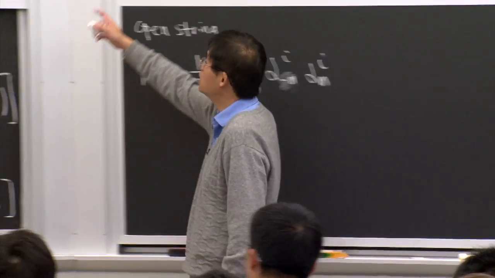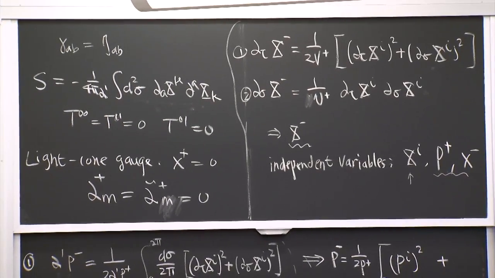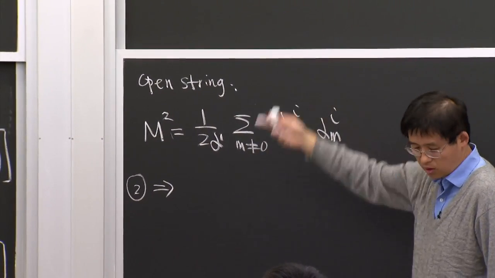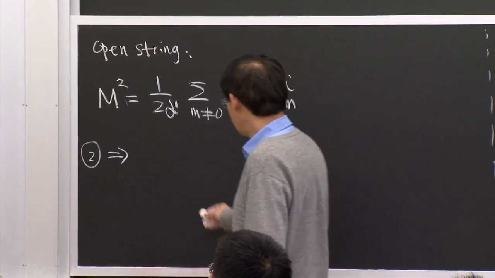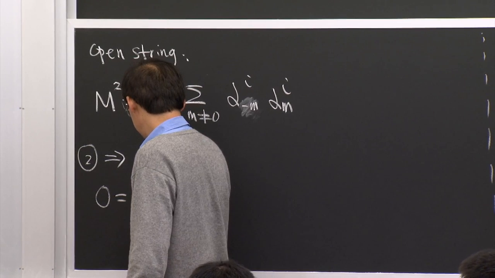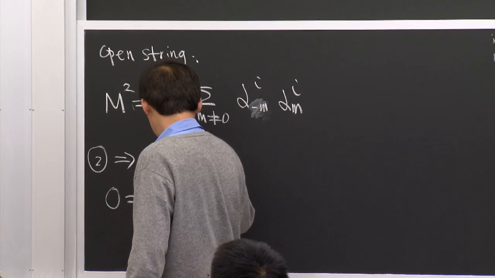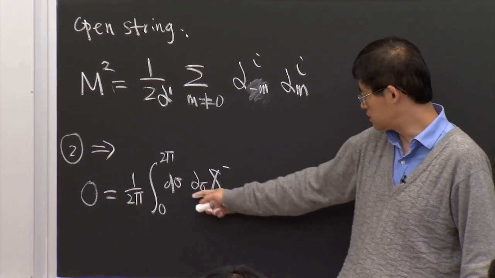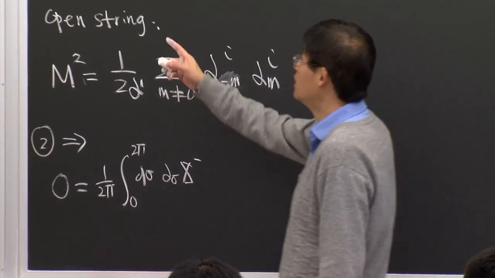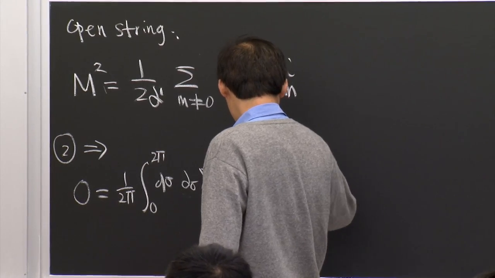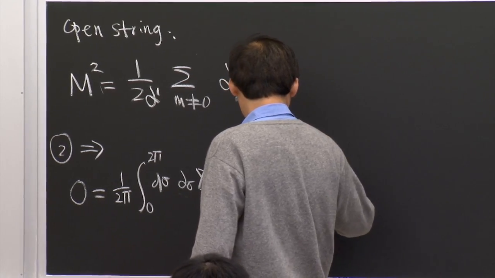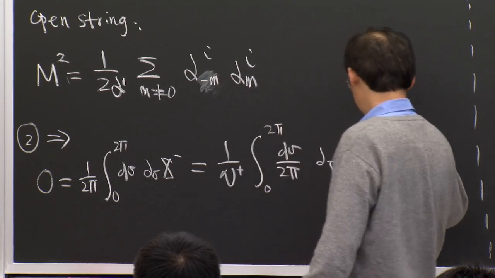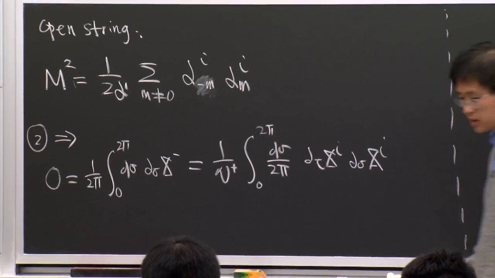So this is the consequence of the zero modes for 1. And the consequence for the zero modes for 2. Again, you can just integrate over the whole string, all directions of the string. Then the left hand side just gets 0, because x minus is a periodic function. So this is a total derivative, and so this gives you exactly 0. And then this puts a constraint on the right-hand side, on this expression, which can be written explicitly.